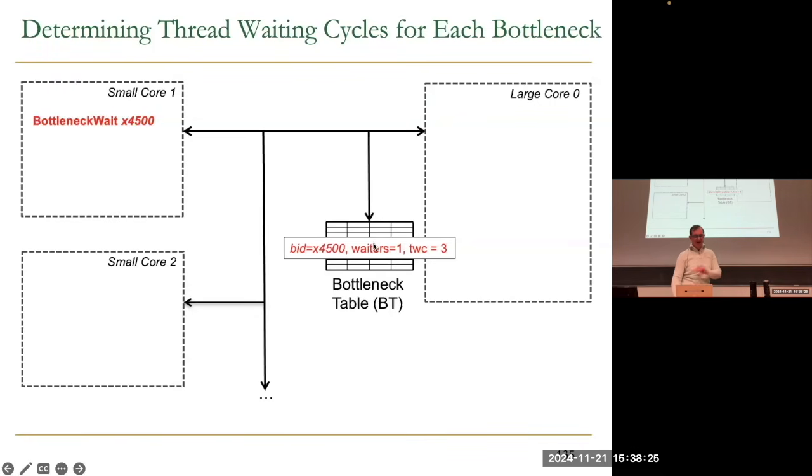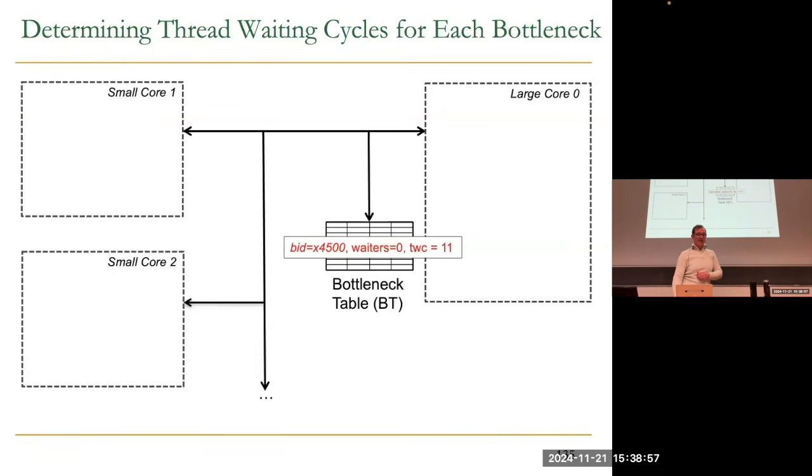You can implement this in various ways, it's not that hard. Now, you keep counting. Now another core starts waiting for the same bottleneck. You increment the number of waiters, and you keep counting, incrementing the thread waiting cycles by two every cycle. You could, of course, quantize things, etc., which the paper does, but I'm not going to go into that. Once a core stops waiting for the bottleneck, it notifies the bottleneck table saying, I'm not waiting for it anymore. So that decrements the waiter count. And then you go back to counting in a different way.